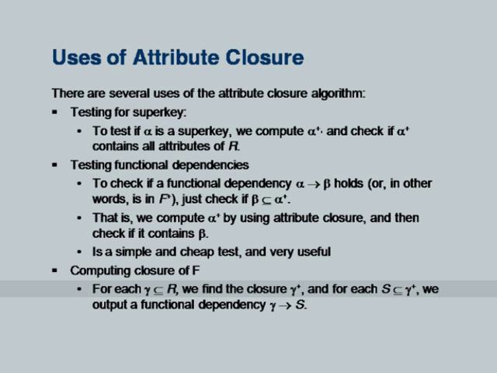And then if you really want to output all of F plus, now usually there is no reason to do it. But if you wish to, you can take every set S subset of gamma plus and output gamma goes to S. Or you may just stop at outputting gamma goes to gamma plus, because the other ones are just subsets and can be very easily inferred. Okay. So, those are two very straightforward uses of attribute closure.